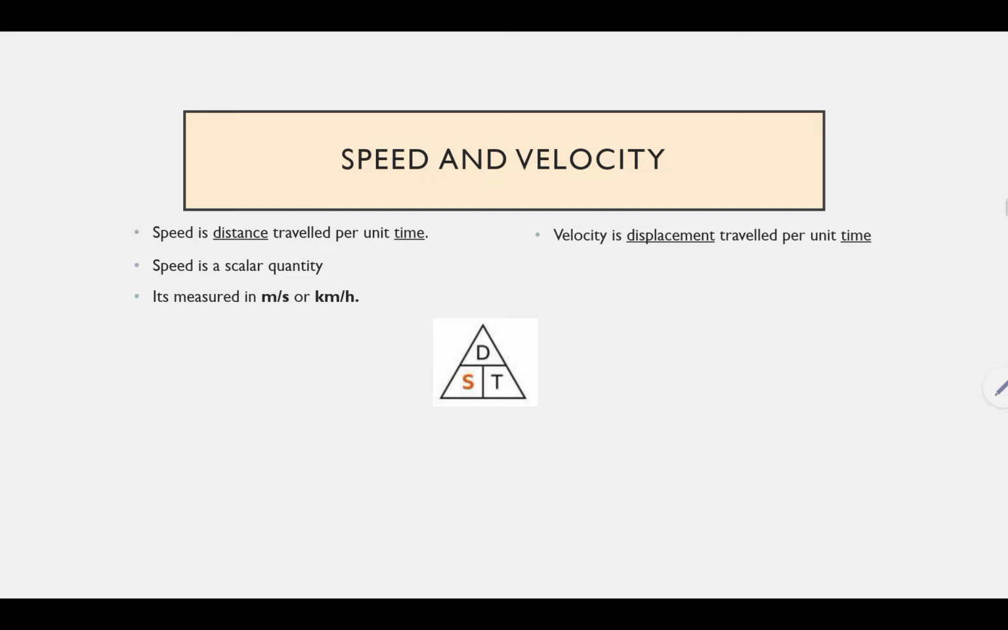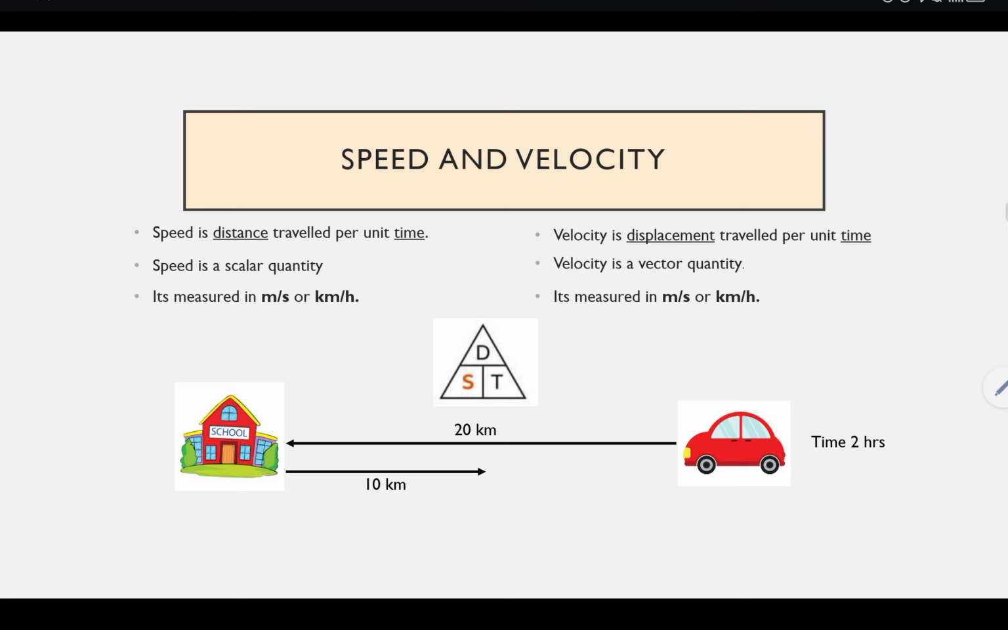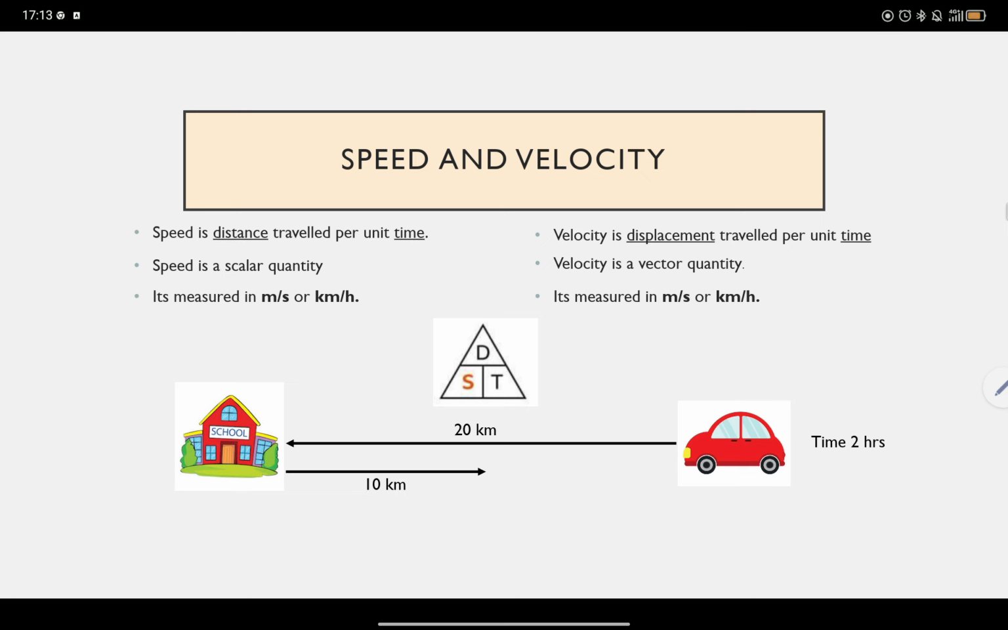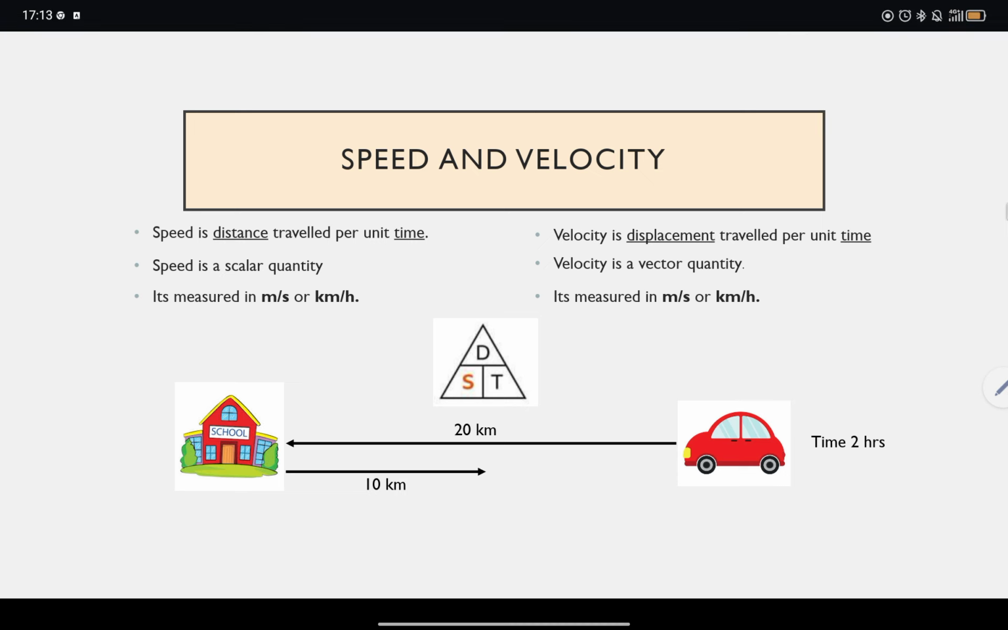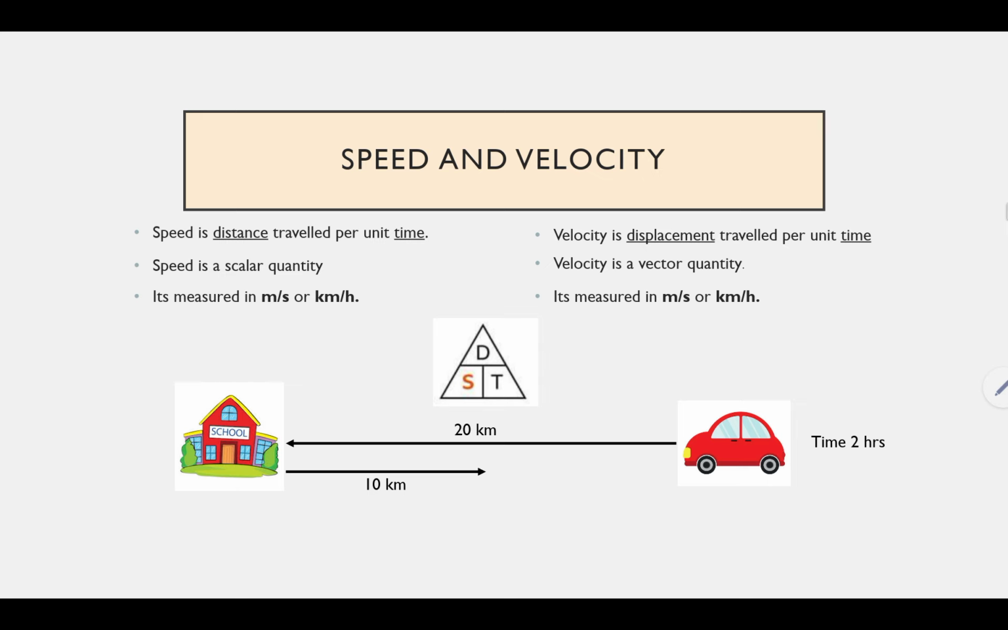As for velocity, it's the same, but instead of distance, we're going to use displacement because it has direction. So velocity is displacement per unit time. It's a vector quantity, and it's measured also in meters per second or kilometers per hour. Now, this is my equation, whether for speed or velocity, that it is distance over time or displacement over time, as per the magic triangle we have right here.